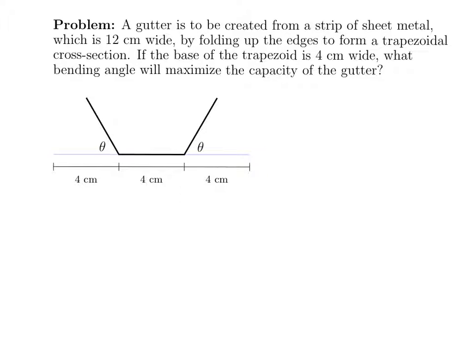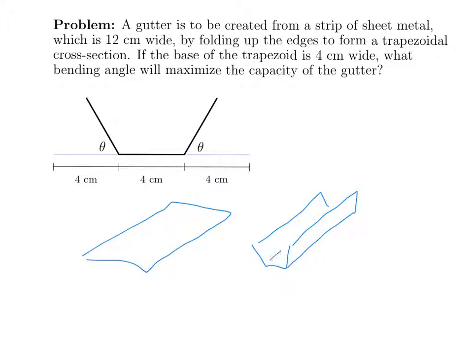This is a relatively difficult optimization problem. In this scenario, we have a piece of sheet metal where we're folding up the two sides in order to form a gutter. In essence, we're starting off with a strip of metal like this. We're bending up the sides in order to make a gutter.